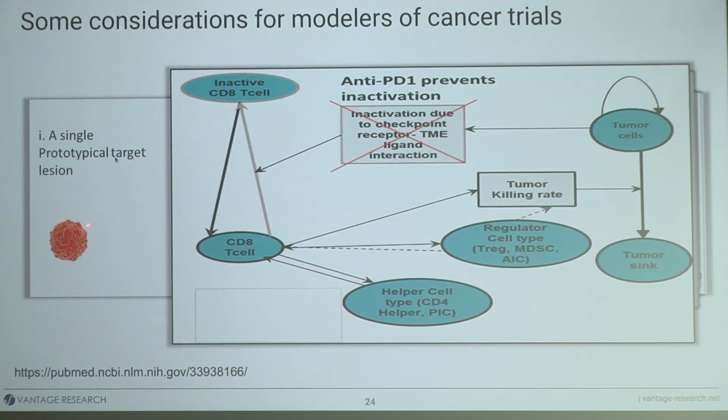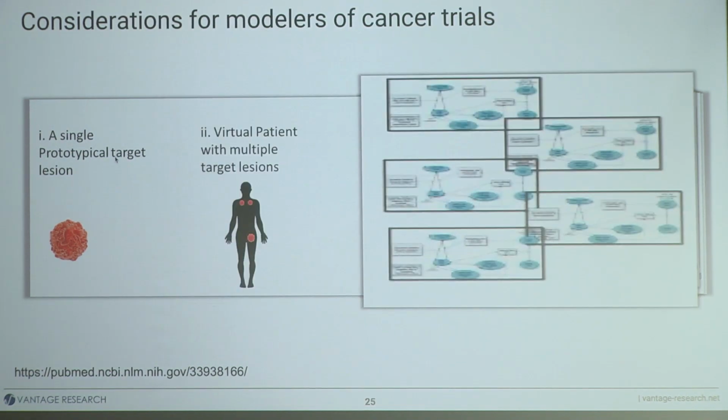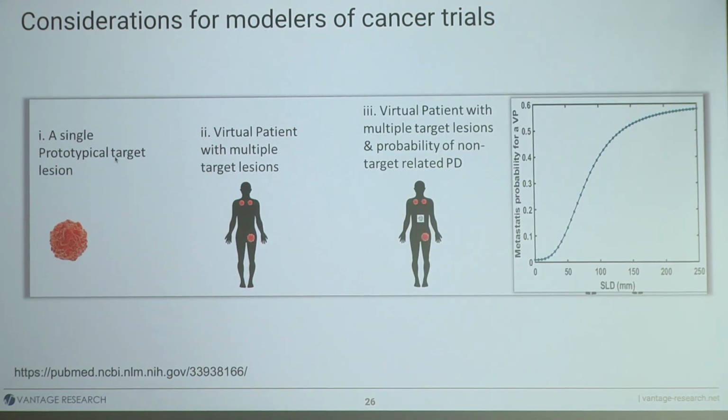So I think the classic way is you really think of the single prototypical lesion. You have all of these ideas about what is happening inside that lesion, which is great. But remember, a virtual patient or a synthetic patient in your trial will have multiple target lesions. So each of these target lesions will have different biology, different initial conditions, different growth rates, and that will matter in how you think about treating this patient or simulating this patient.